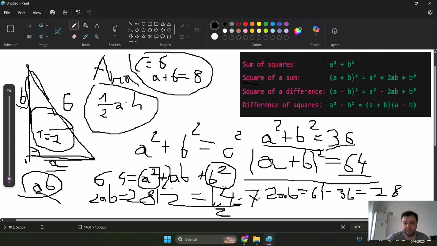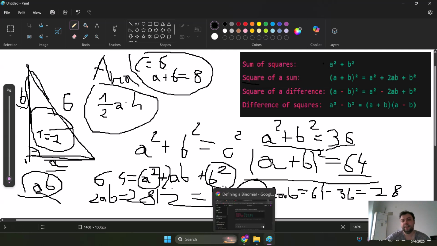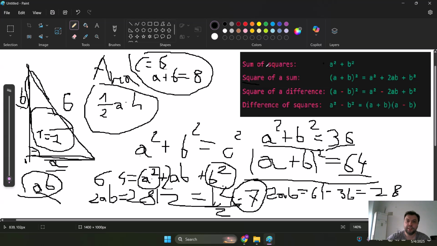So finally we found the area of this triangle using sum of squares, which was Pythagorean theorem in this case, and square of a sum to extract ab, base times height. So I hope that this exercise shows you clearly that sum of squares is different than square of a sum, and now you'll be able to use it in practice.